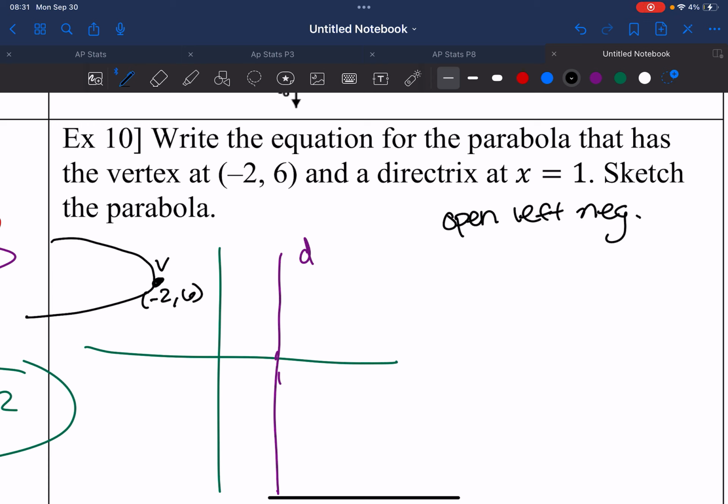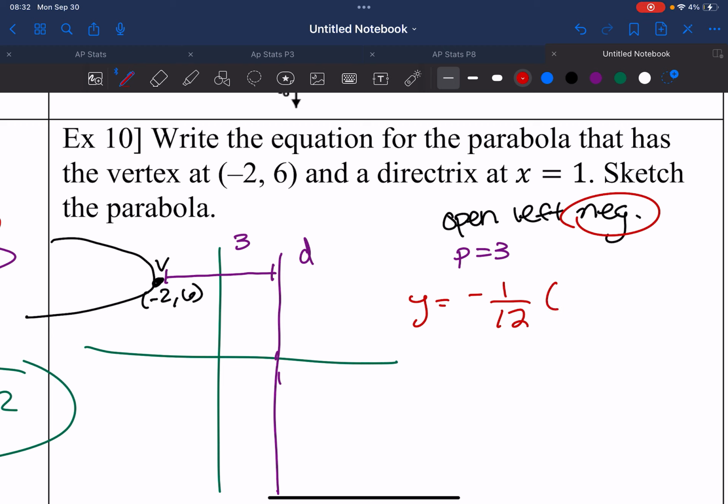Okay, so from our directrix to our vertex, we know is 3 units, so our p is going to be equal to 3. So if we write our equation, we have y is equal to negative, because it's opening to the left, 1 over 4 times p, which is 12, and then y minus our k value, so y minus 6 squared minus 2.